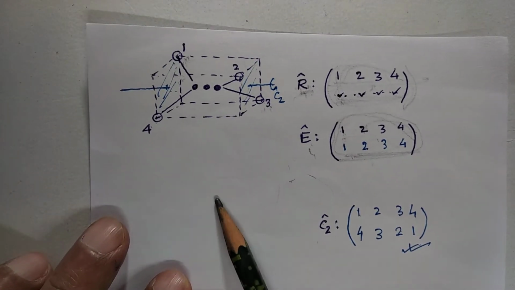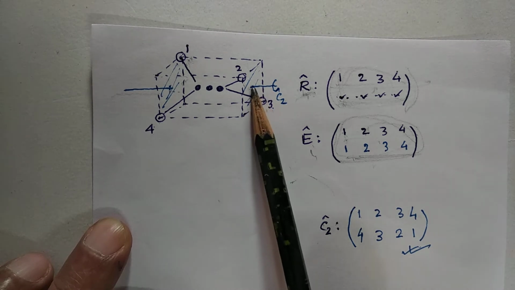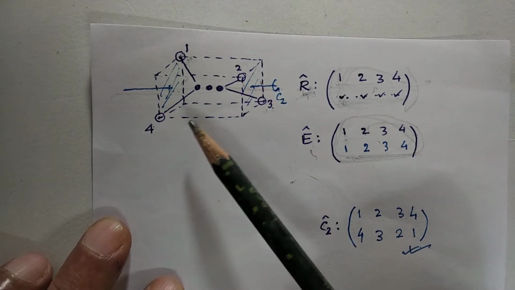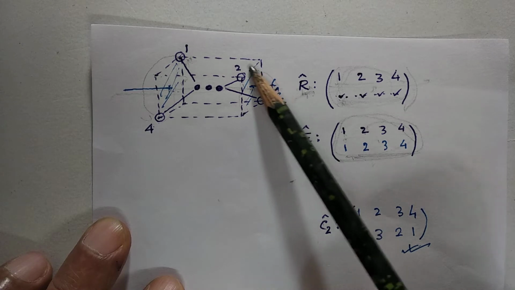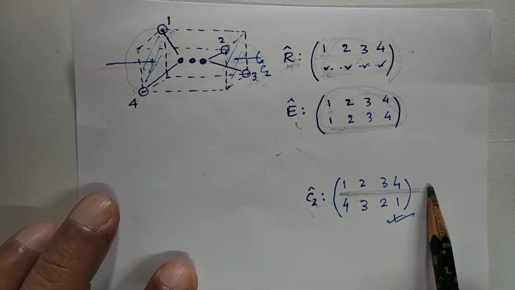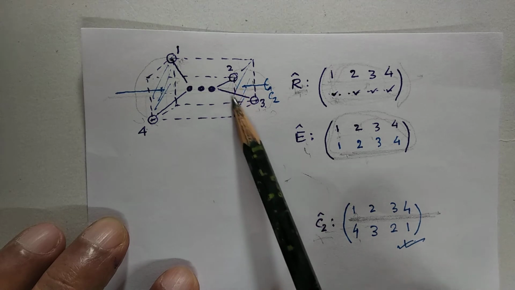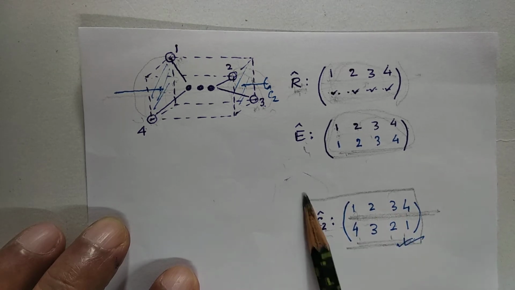And what about the C2 operator? C2 is a line passing through the center of this face and the center of this face and passing through the three carbon atoms. This is the principal C2 axis. If we rotate the box, 1 will come to 4 and 4 will go to 1. Similarly, 2 goes to 3 and 3 goes to 2. Therefore, the C2 operator is written in this way. C2 is 1, 2, 3, 4. These are the initial labels. Now 1 goes to 4 by the C2 operator, 2 goes to 3, 3 goes to 2, and 4 goes to 1. So this is the permutational representation of the C2 operator. In the same way, we can show the other operators.